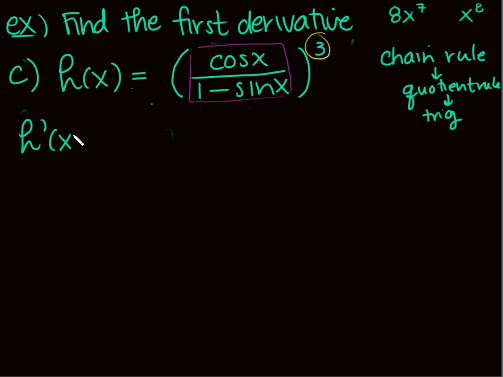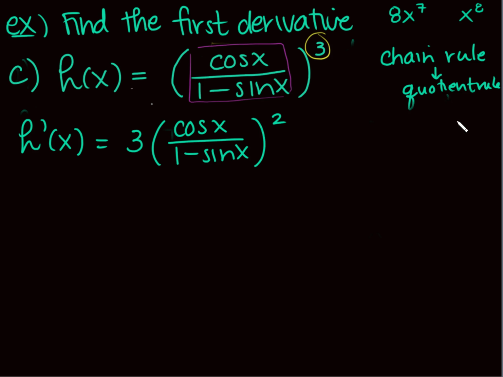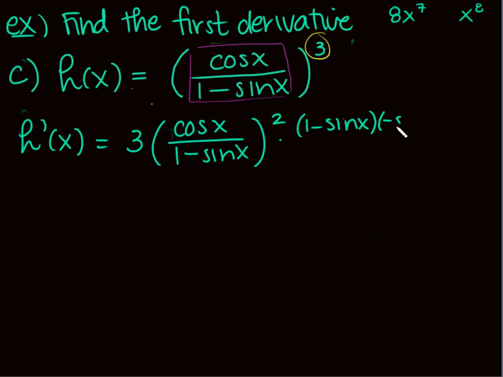So again, what's my outside function? This is obvious, right? It's the third power. So I'm going to bring the 3 down, leave the inside, and take 1 away. Now, what does the chain rule say I have to do? I have to multiply by the derivative of the inside. So remember, I brought the 3 down, took 1 away, left the inside. Now I multiply by the derivative of the inside. So I'm going to do a little bit of quotient rule. I mean, why not?